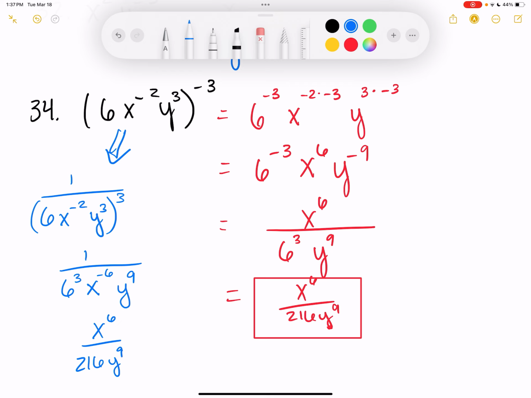I just wanted to show a different way to do that one since we had done the other one with 30 where we moved it to the bottom first. And I saw that one of these exponents was negative multiplied by a negative, so I knew if I moved it, it was going to end up moving back to the top. I try to avoid moving things as many times as possible because you're more likely to get something wrong if you do that. But either way, you could do it like I did in red or like I did in blue, and it's going to be the same answer.